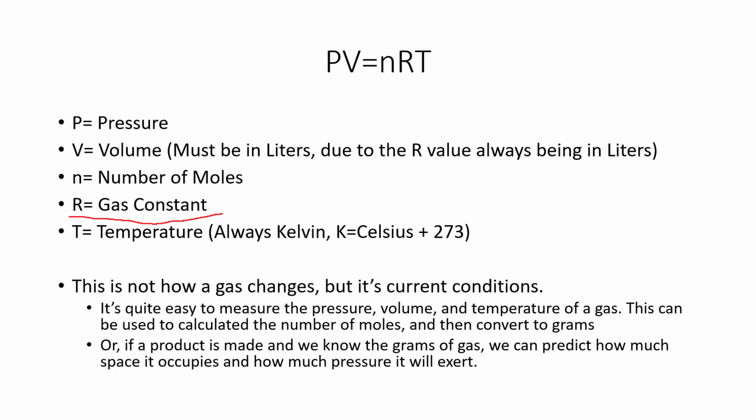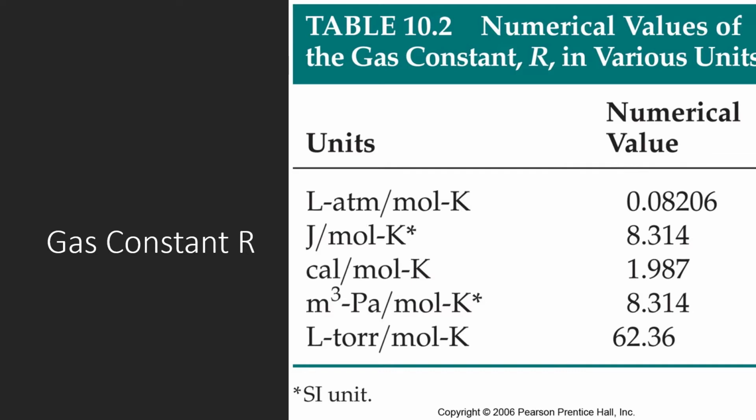Now let's take a look at that R value. The gas constant R has several numbers associated with it, and it all depends on what unit you use for your pressure. So, for example, if you use atmospheres as your pressure, then the R value you must use in your formulas is 0.08206. If you use a Pascal or a kilopascal, you will be using 8.314. If you use a torr or a millimeter of mercury, you'll be using 62.36 as the R value.